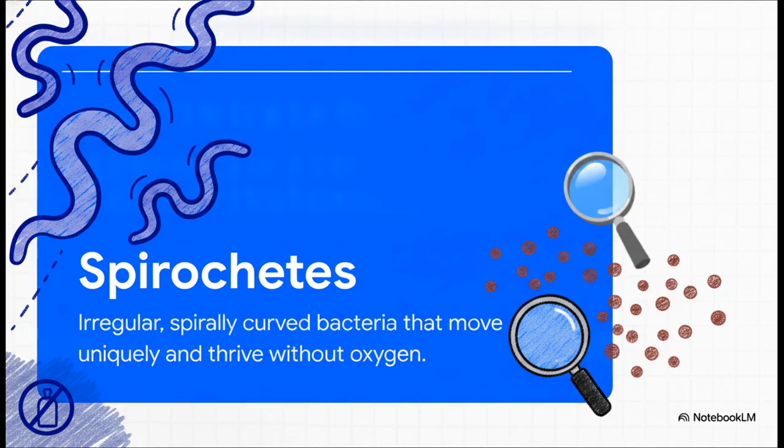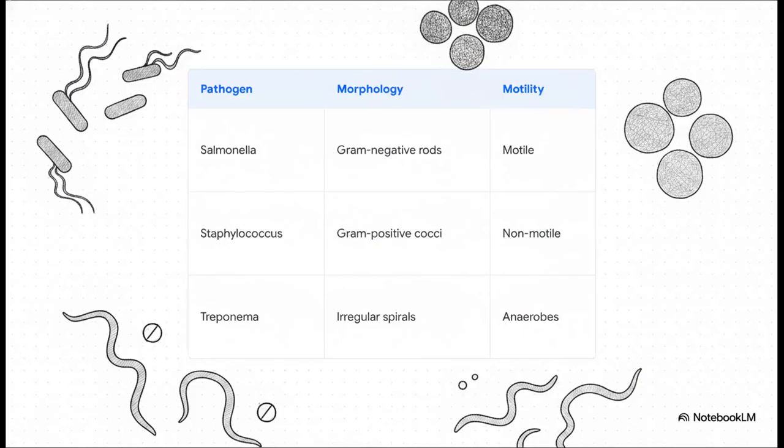We've also got some unique microbial groups that kind of bridge our understanding of diversity, like spirochetes and rickettsia. Spirochetes, like that treponema we mentioned earlier, are these highly unique, irregular, spirally curved bacteria. They move in distinct ways and often thrive in environments without any oxygen. Then you have rickettsia, which are a group of incredibly tiny bacteria. They share sizing traits that are almost closer to viruses, which makes them incredibly difficult to study without highly advanced microscopy.